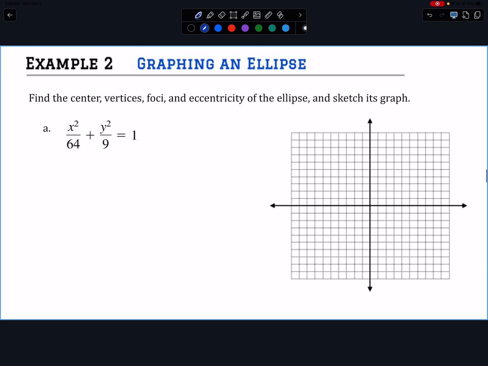All right, this is the type of problem you can expect to see on your quiz. Find the center, vertices, foci, and eccentricity of the ellipse, and then sketch its graph. Look at the equation and tell me, how could I figure out if this is a horizontal major axis or vertical major axis, without having to do any math?